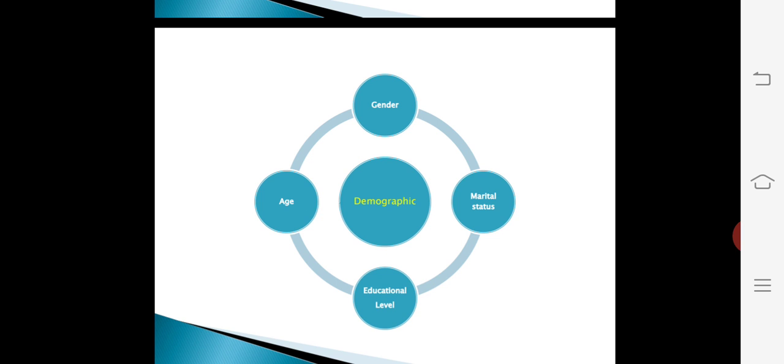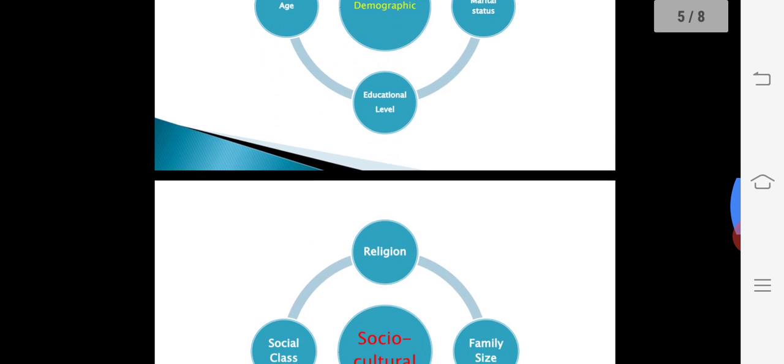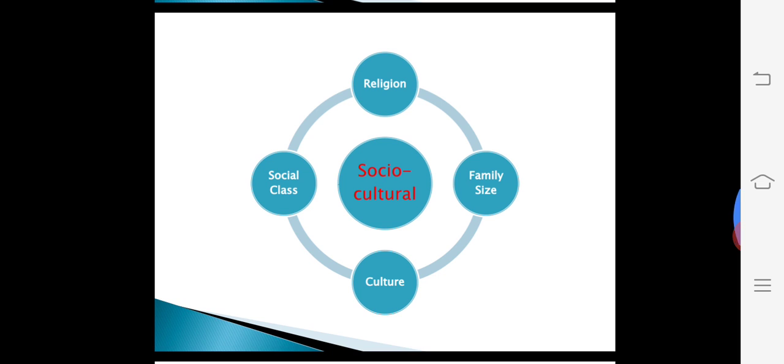Now, again, take a break of 5 seconds, and then we'll go to the next one, that is socio-cultural segmentation. Socio-cultural segmentation means dividing the market based on certain socio-cultural factors. The first one is religion. If you take the example of a country like India, there are diverse kinds of religion, and the companies target fulfilling the requirements of each and every religion.